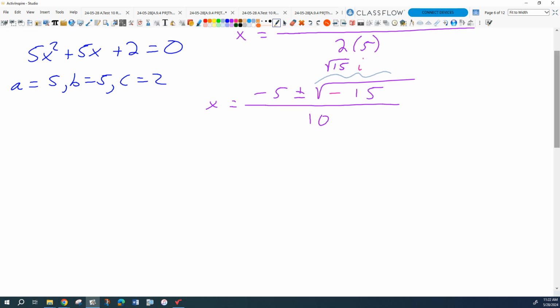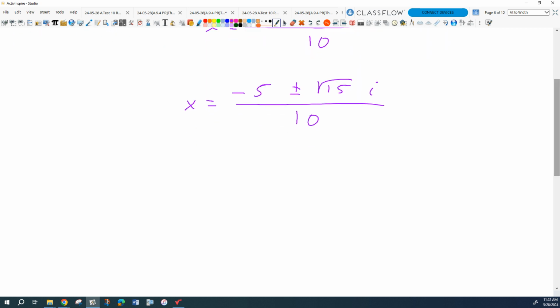And so my answers then, now you tell me how I want to fix this. Do I want to leave it like that? Technically that's correct, but it's not the form we want it in. I've got an i in my answer, so what do I need to do? Split into different fractions. Yeah, I have to split this thing apart. So I get x equals negative 5 over 10 plus or minus the square root of 15 over 10. And I'm going to put the i after that second fraction. I could put it in the top, but that looks better.